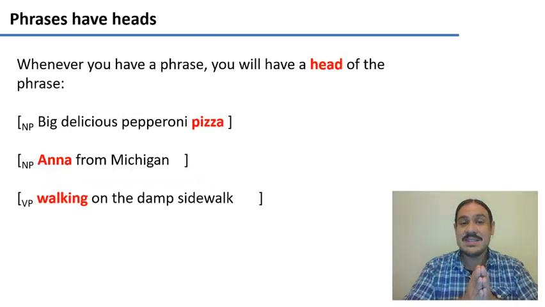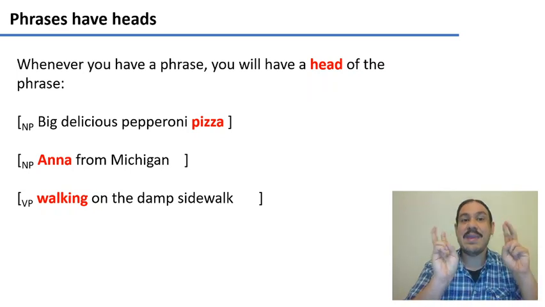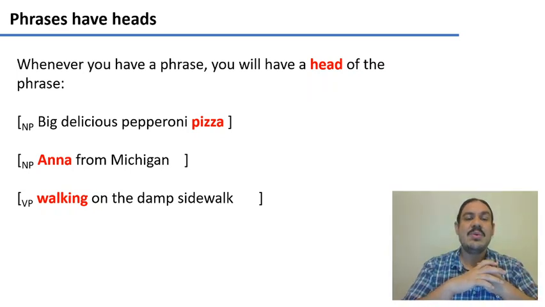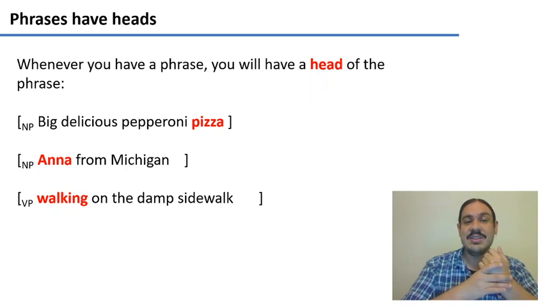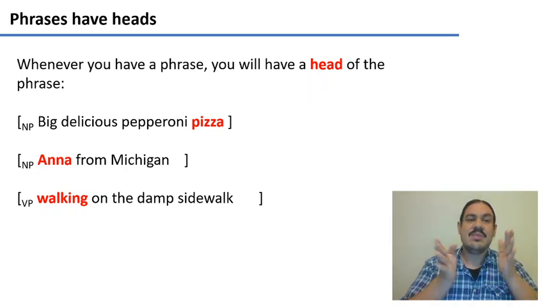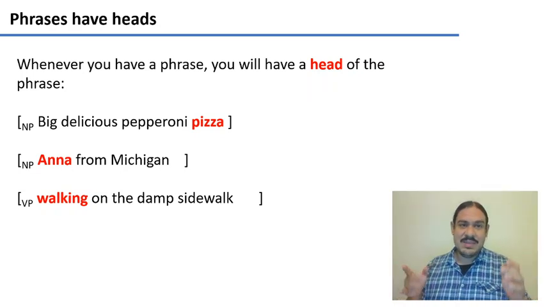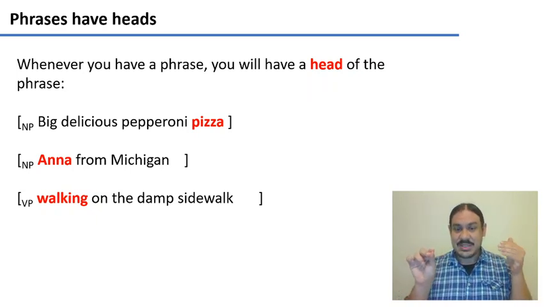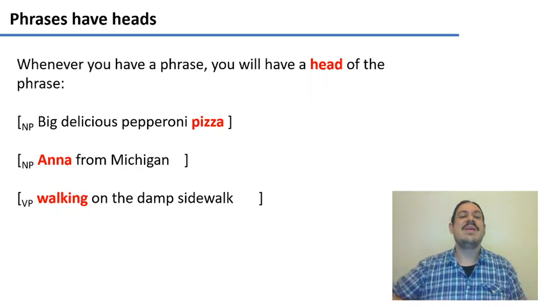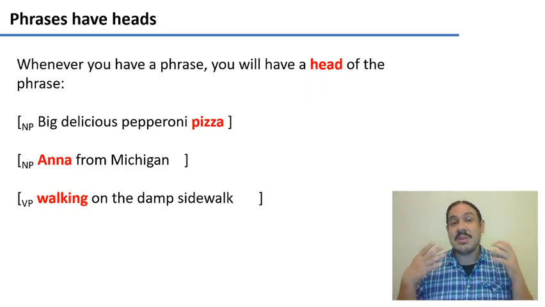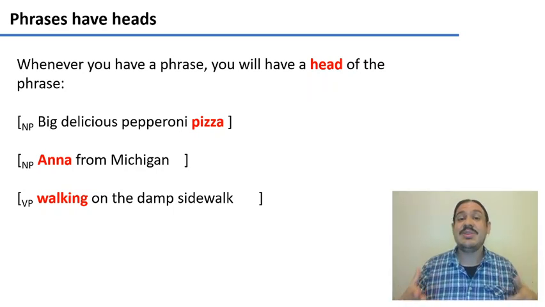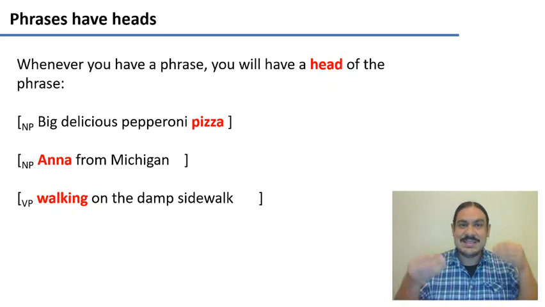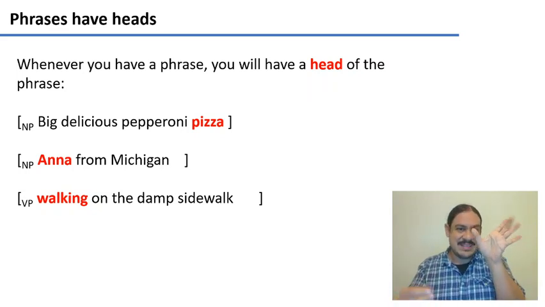Each of those phrases is going to have a head. It's going to have like a main word. So in a phrase like big delicious pepperoni pizza, we know this is a noun phrase because the main word in this phrase is pizza, which is a noun, a thing. When you talk about a big delicious pepperoni pizza, you're ultimately talking about a pizza. So this is the head of this entire phrase.